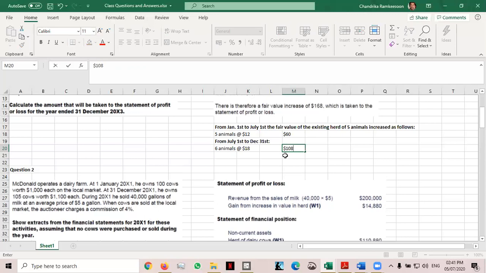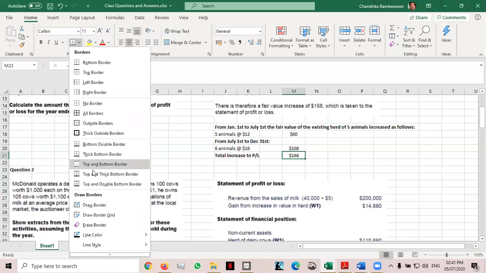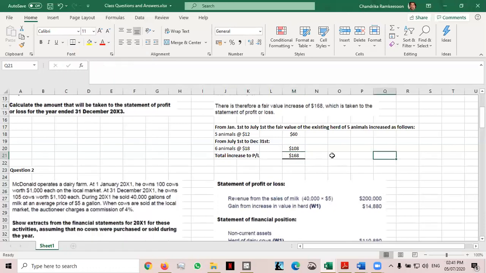Which gives us a total increase to P&L of 168. So this is how the 168 would have been arrived at. I'm just neatening this up a bit. There you've got it.